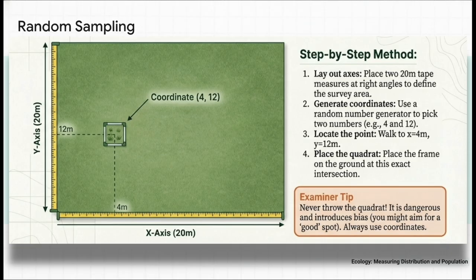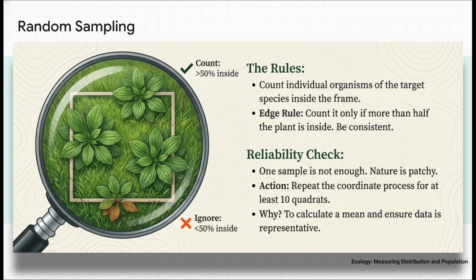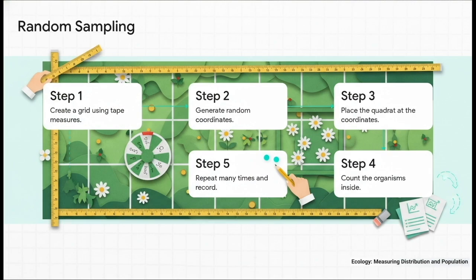Then you'll use a random number generator on your phone or calculator to get a pair of coordinates. You walk to that spot, pop your quadrat down, and carefully count the number of daisies inside the square. Write it down, and then you repeat. The more times you do it, the better your data will be.